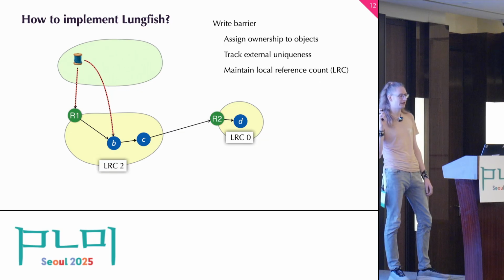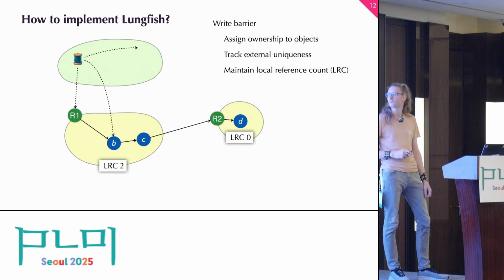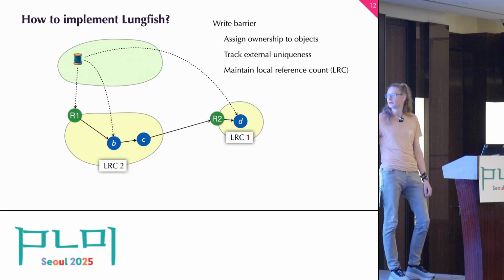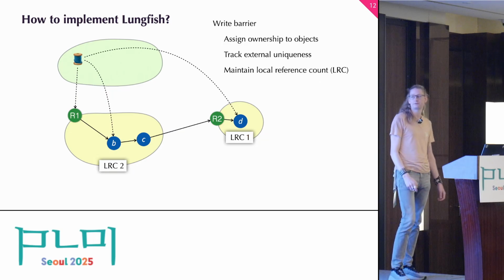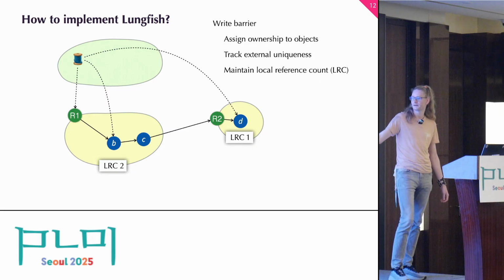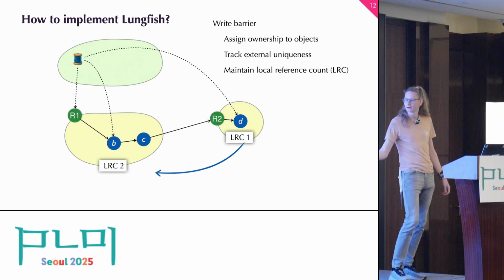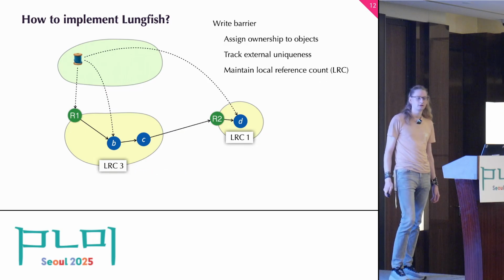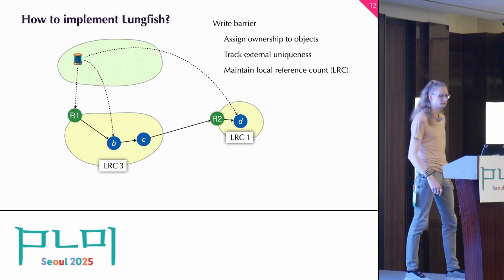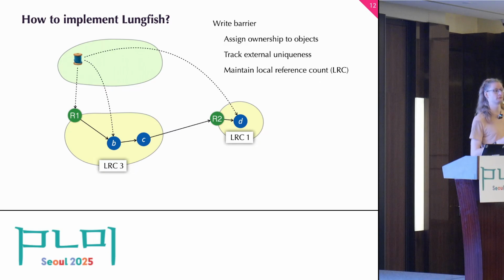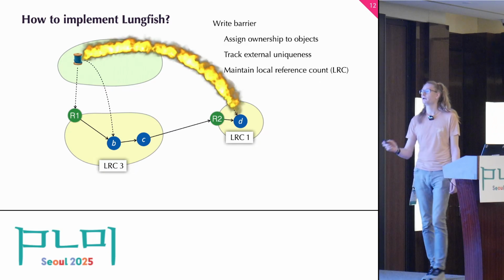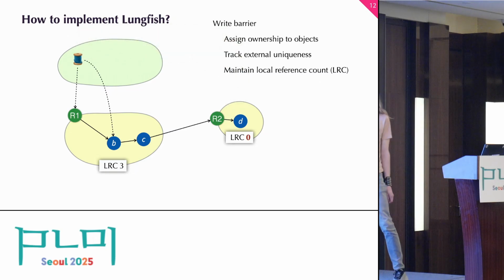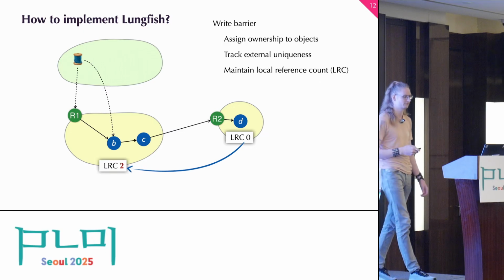Now, if we would add a reference going from the thread into our region 2, the write barrier would increase the local reference count, and to prevent the parent region from being sent off, it would also propagate this change upwards. Now that we've incremented the local reference count, the write barrier is also magically able to decrement the count when references are removed, with the same spiel of decrementing the parent local reference count.